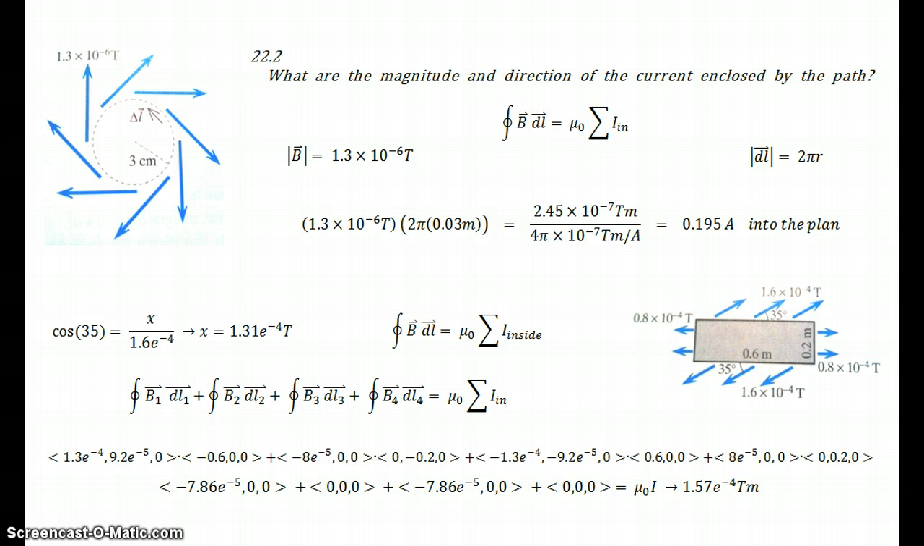Because the magnetic field on both the right and left side are perpendicular to dl, they have no contribution to the total outcome of the value of Ampere's law. For this example, I found that the sum of the current inside times mu naught equaled 1.57 times 10 to the negative 4 Tesla times meter.